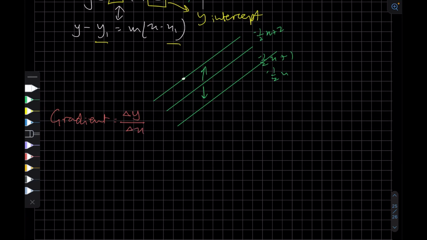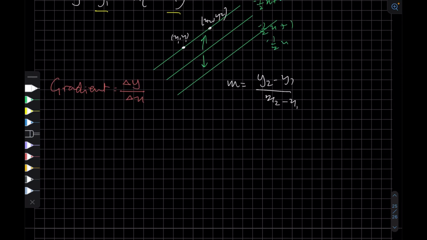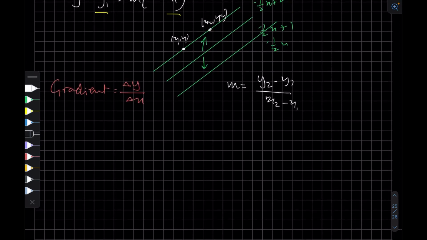So if I have any 2 points, and I have their coordinates x1, y1, x2, y2, I can get m simply by the formula y2 minus y1 over x2 minus x1. One way to think about it would be, say, if you have 1 unit change in x, how much is the change in y? So if my m is 2, for 1 unit change in x, my y value will change by plus 2.